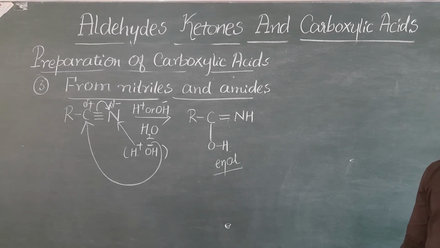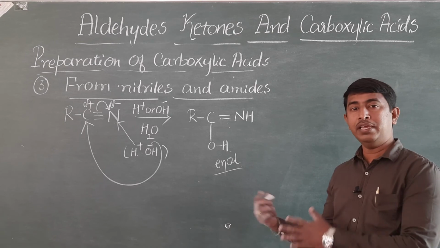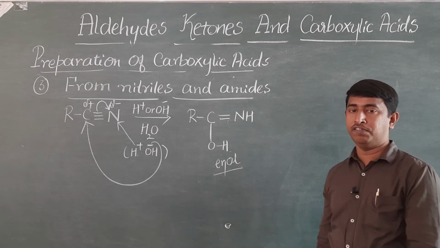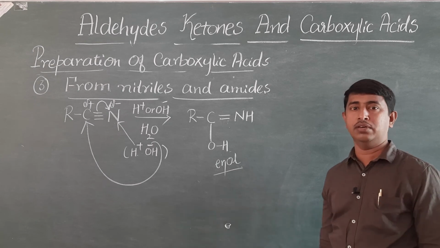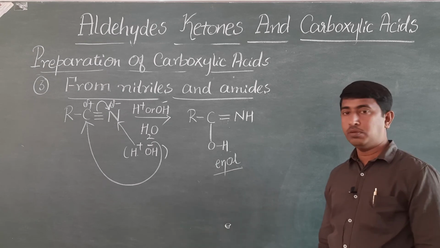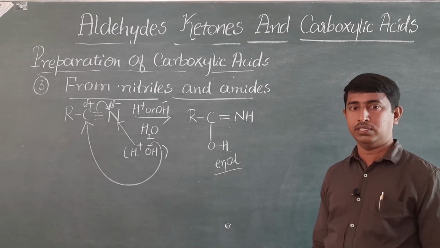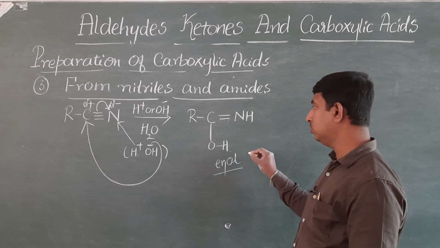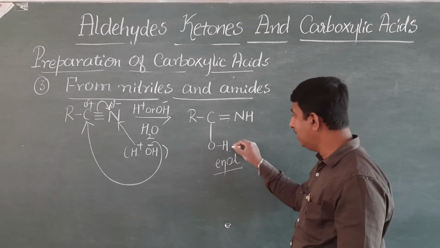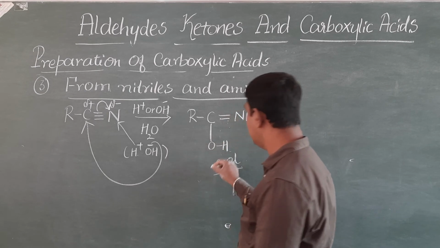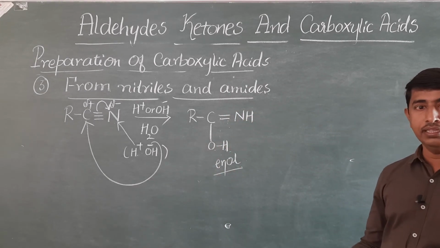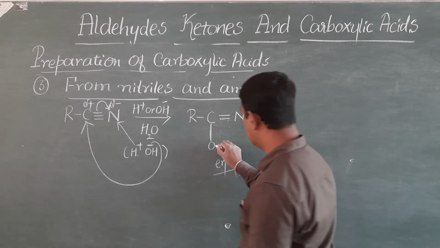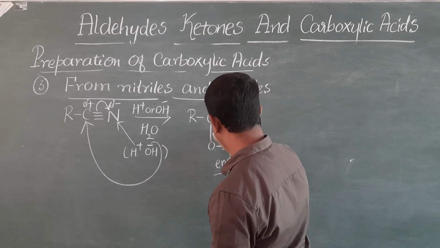See, we know that the enolic form can be converted to the keto form. Enol keto isomerism, or it is called tautomerism. So this enolic form readily undergoes bond cleavage. See, the OH bond is a polar bond. That bond will break in the medium or in the solution, and electrons will be shifted like this.